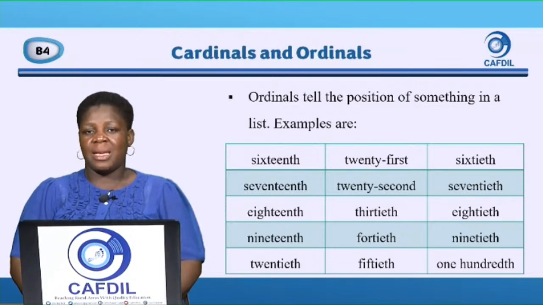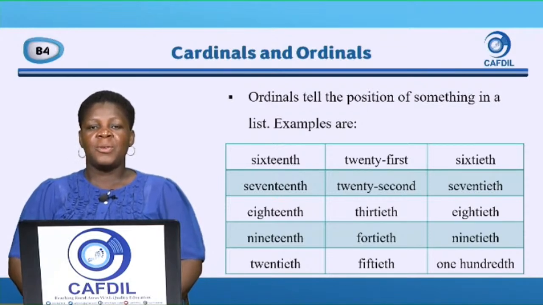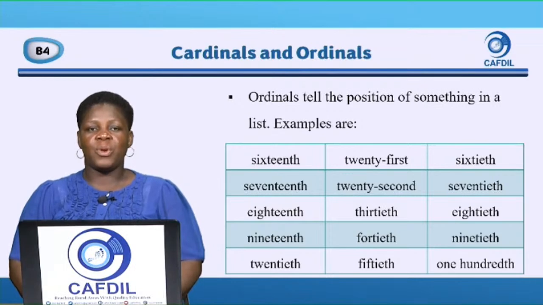Now if you want to count in tens, 30th, 40th, 50th, 60th, 70th, 80th, 90th, 100th. Okay. So we are saying ordinals tell the position. So when an examination is conducted in a school, there's someone who is going to be first, second, third, depending on the number of people who wrote the exam.